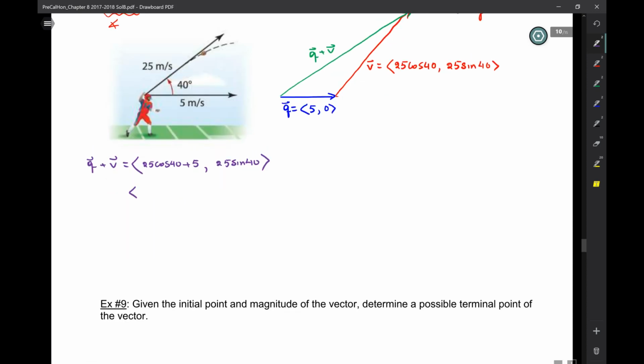So how much? First one is 24.15. 24.15, and let's go to 2 decimal places. 16.07. All right, so this is the component form of the resultant vector.